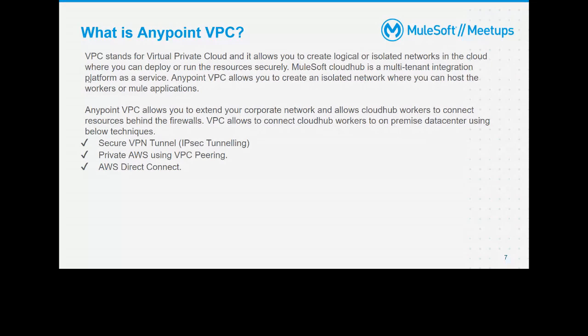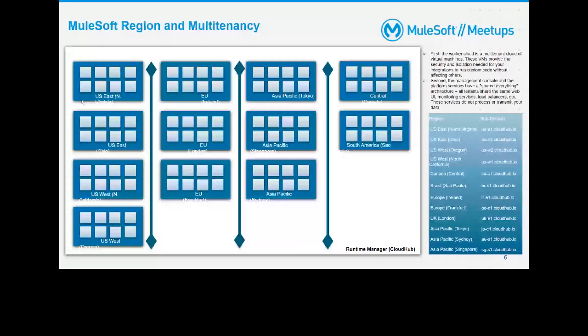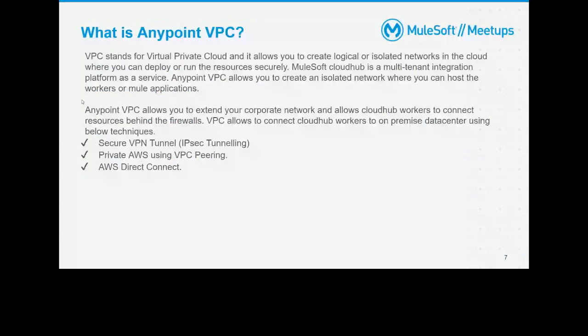Generally when we create a VPC, we select a region in which we want to create these IP ranges. Those IP ranges will be created in that region, and all the applications belonging to your organization will be deployed there. In that case, the IP ranges will not be shared with other tenants. As I mentioned, it allows you to create a logical isolated network within the cloud where you can deploy a Mule runtime and run a Mule application.